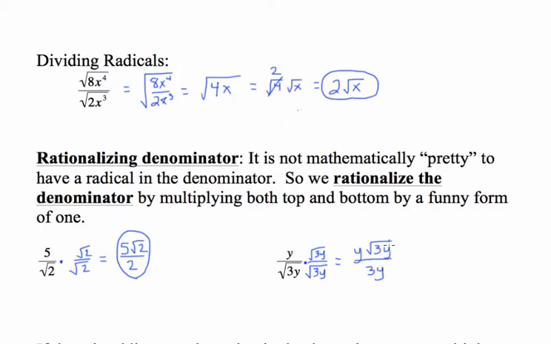Now, this y cannot cancel this y because this one's under a root and this one isn't. But I can cancel this y with this y, leaving me with root 3y all over 3.